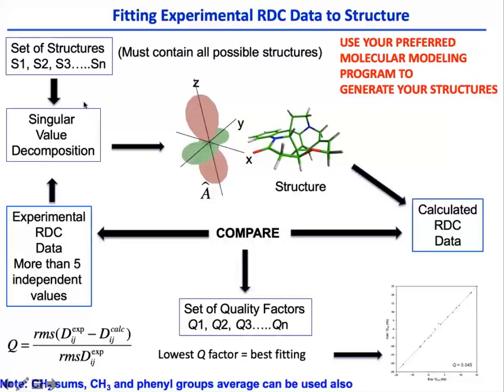So you get a set of structures, you can use your preferred molecular modeling program to generate your structures, and then they can be read into the software, as Dimitri showed. And then what you do is you provide more than 5 independent values of RDC. Independent means that they are not parallel. Then you calculate an alignment tensor for that particular isomer. Then you back calculate the RDC, you compare, and the best structure is going to give you the best fit. It's going to give you the lowest quality factor, and with the lowest quality factor, you select the correct structure.